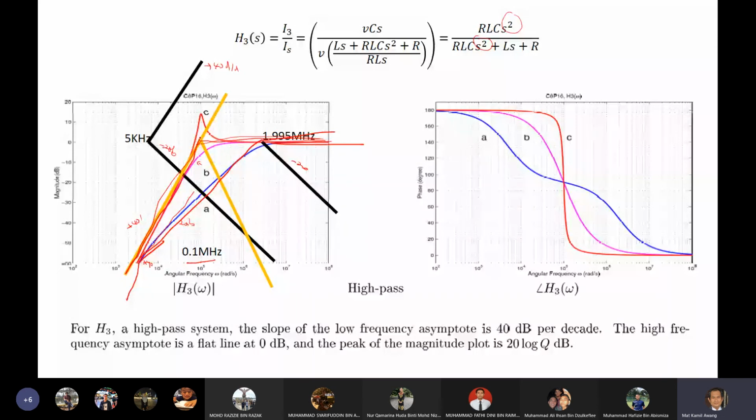And when it hits there, it flattens out because this and this cancel out. Plus 40 cancels out with minus 40. Okay, so that is the Bode plot for the magnitude. For the phase, that one is not that important at this moment.